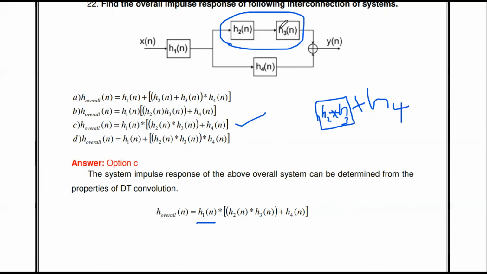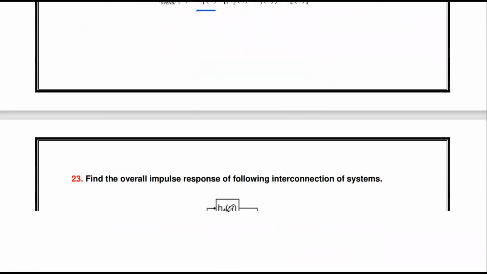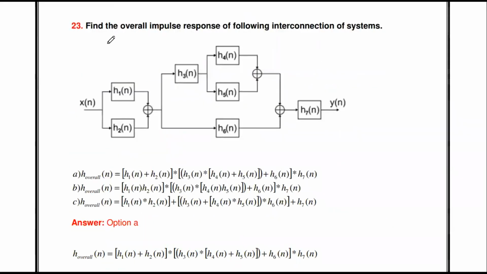First these two things are in cascade, so we take convolution. Then this one is in parallel with this, so we add. Then this one is in cascade with H1, so we once again take the convolution. So this is one of the signal reduction questions.